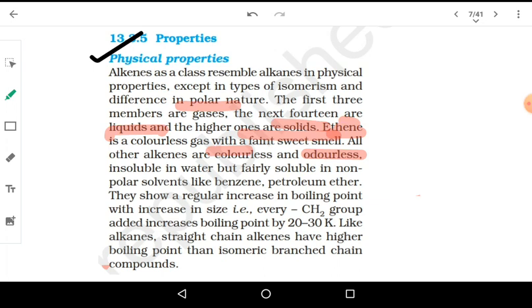Now they are insoluble in water but are fairly soluble in non-polar solvents like benzene, petroleum, ether, like we have studied yesterday, like dissolves like. And they will show a regular increase in the boiling point with increase in the size, that is every CH2 group added increases the boiling point by 20 to 30 Kelvin. Like alkanes, the straight chain alkenes have higher boiling points than isomeric branched chain products. So like we studied yesterday, boiling point is directly proportional to the number of carbon atoms and inversely proportional to the branching. The same thing is followed here also.